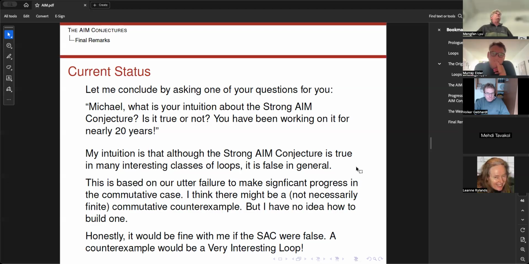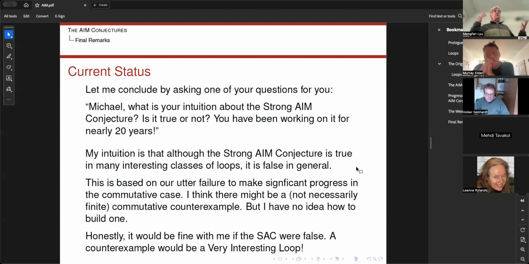So of course, one of the questions that you would have asked during the question period, which I will now ask for you, is what is my intuition about the strong AIM conjecture, which is still open. I actually think it's false. And this is based mostly on our absolute failure to make any progress in the commutative case. My co-authors also agree with me that their gut feeling is also that it's false. The problem is that we have zero idea how to even start building a counterexample. Automated theorem proving and such tools are probably not going to help. Finite model builders usually can't make things of the necessary size.